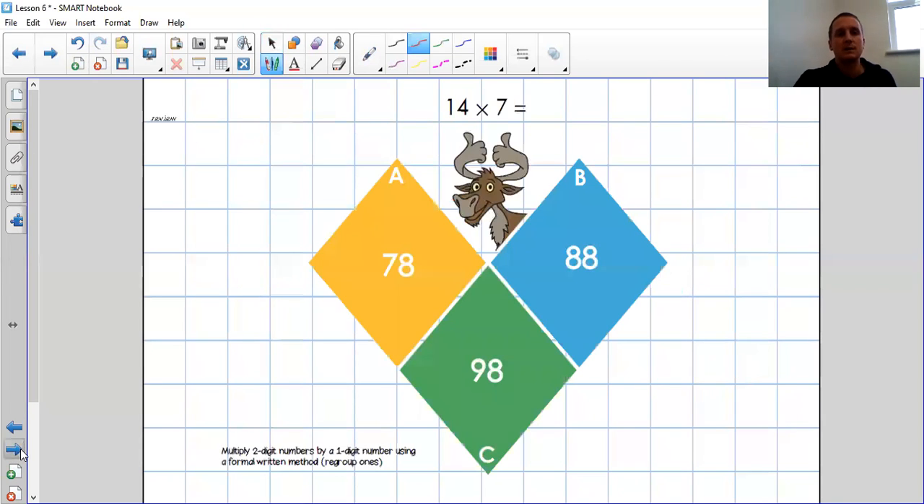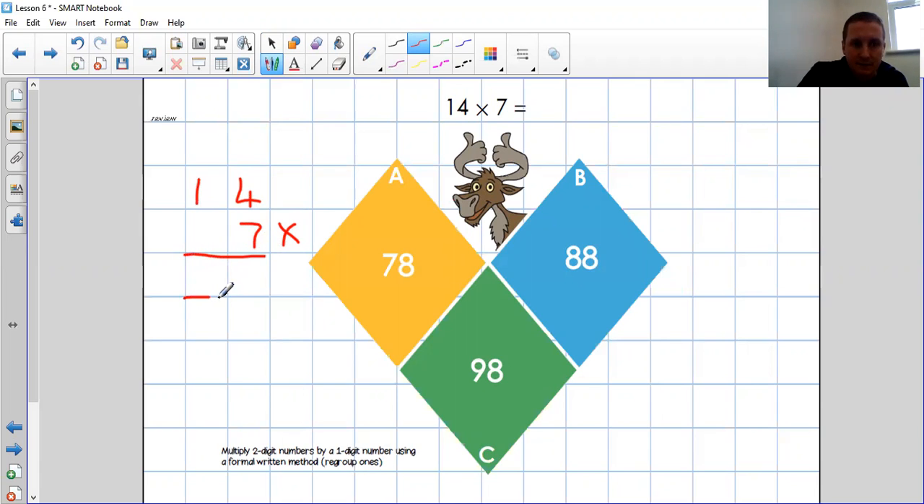So, another one from yesterday. Maybe have a quick look at it and think to yourself, right, let's partition here. So 14 times 7. I'm actually going to put it into a formal written method as we did yesterday. This is what we mean by a formal written method. You'll have to excuse me, mine is going to be a lot more scruffy than yours.